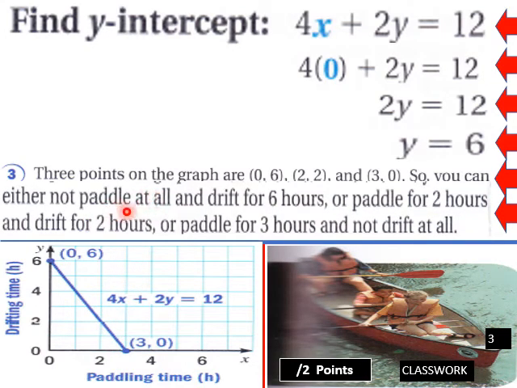So you can either not paddle at all and drift for 6 hours, or paddle for 2 hours and drift for 2 hours. That would be right here, 2, 2. Or you can paddle for 3 hours and not drift at all. So those are your 3 different choices, and they're all on this line, students. Here would be another one: if you paddled for 1 hour, you have to drift for 4 hours. And down here you have fractions in between. So that would be the line that describes your paddling time and your drifting time to go 12 miles.